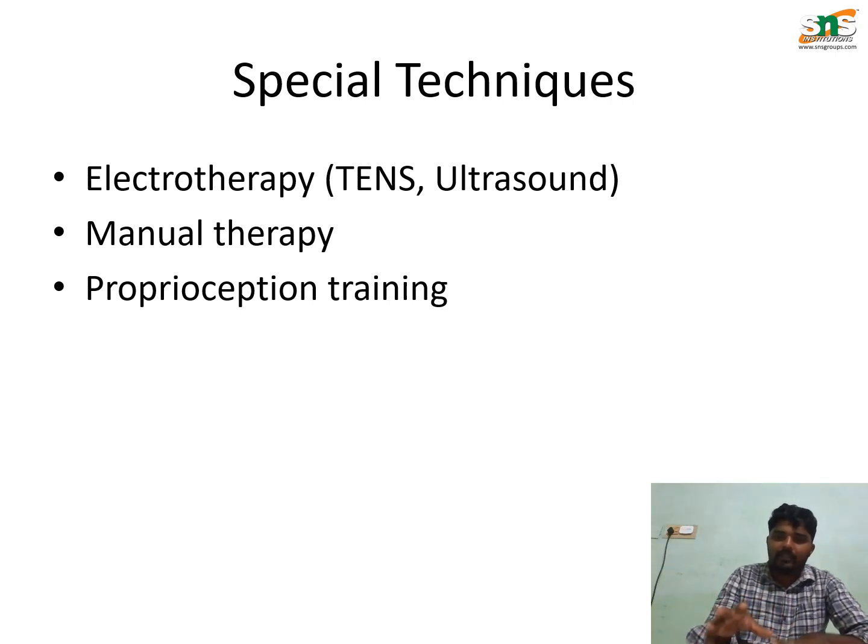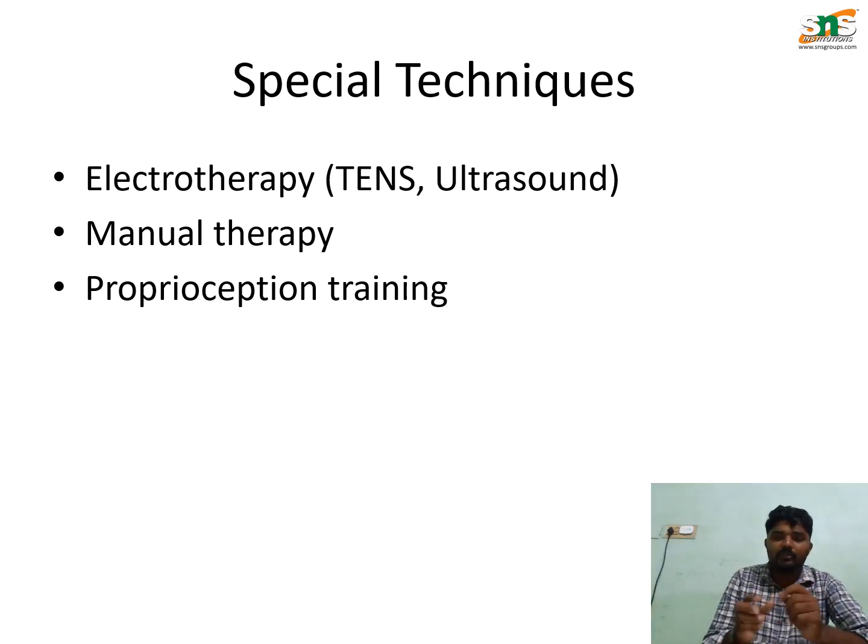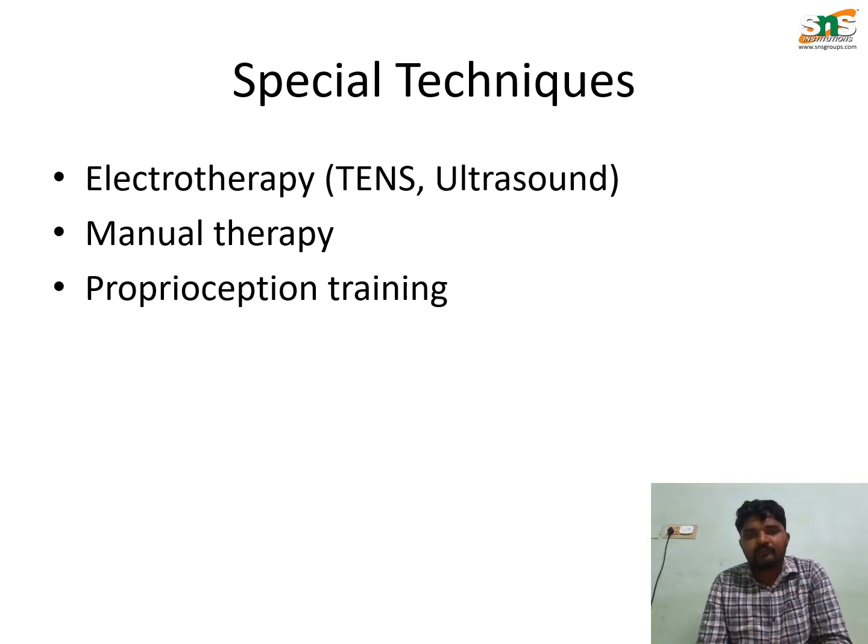For deep structures, the fracture, bony tissues, ligaments, and soft tissues, we go for 1 megahertz. The intensity in the acute stage is 0.8 to 1, in the subacute stage 1 to 1.5, and in the chronic stage around 1.8 to 2.1. The maximum treatment duration is 8 to 10 minutes. Ultrasound therapy gives better healing of soft tissue structures.